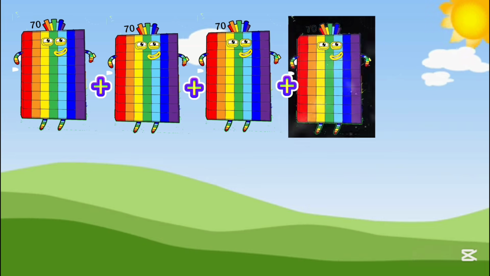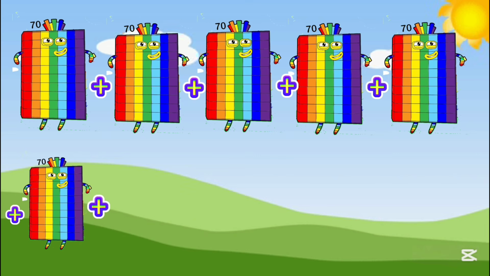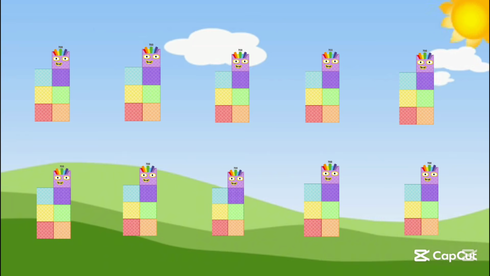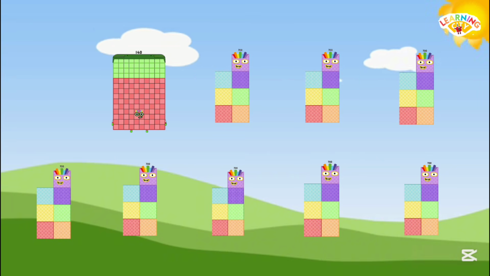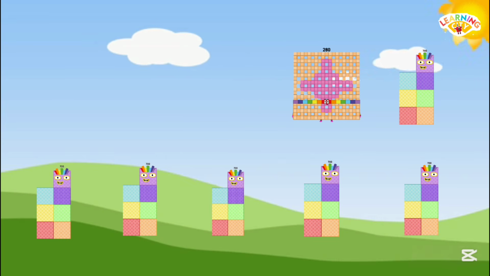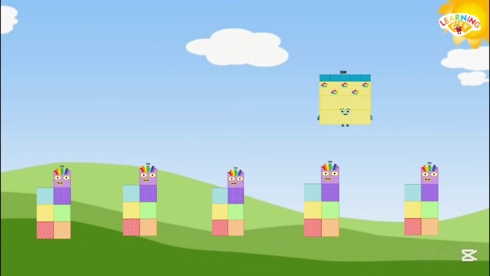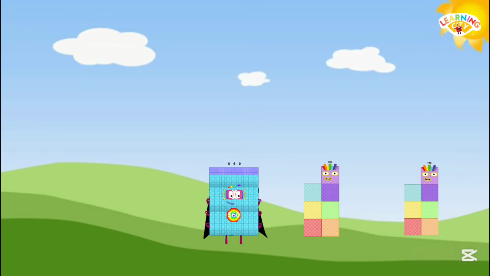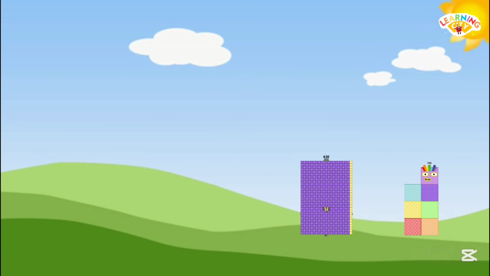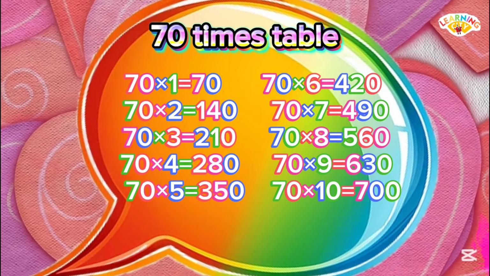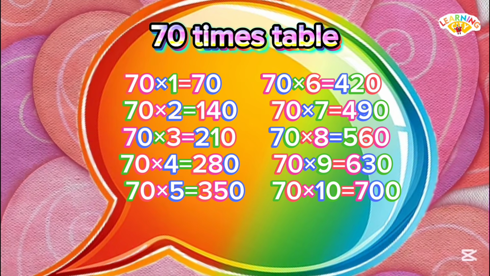Let's make 70 times table by using repeated addition. 70 plus 70, 140, 210, 280, 350, 420, 490, 560, 630 and 700. Congratulations, you made 70 times table.